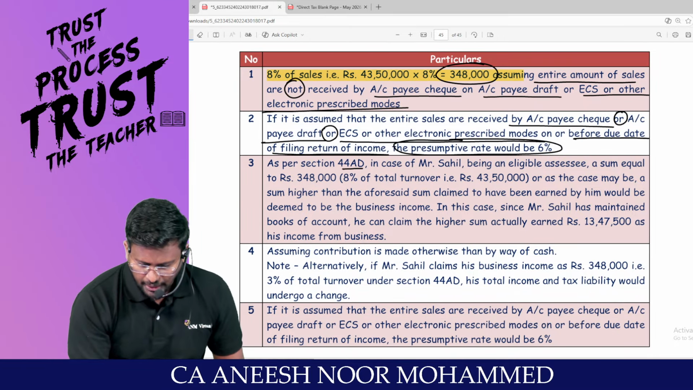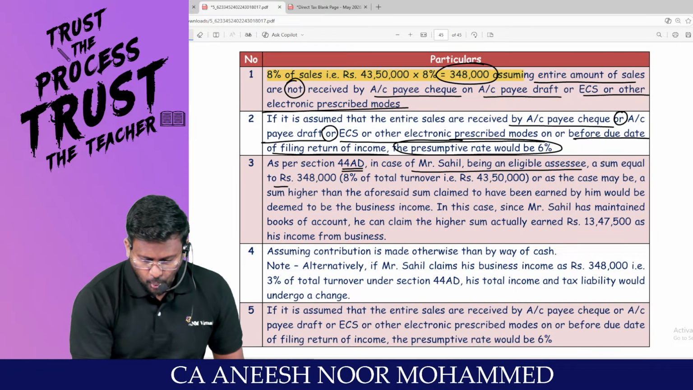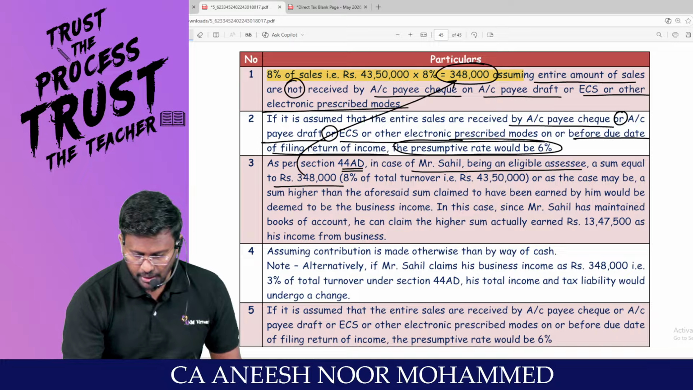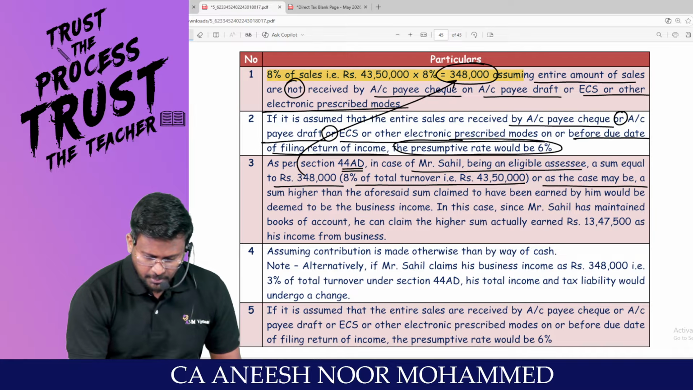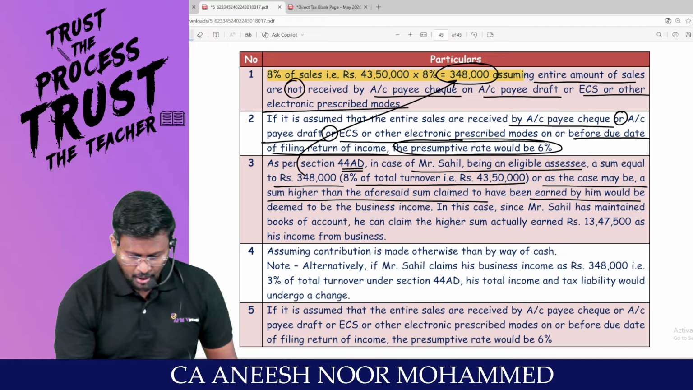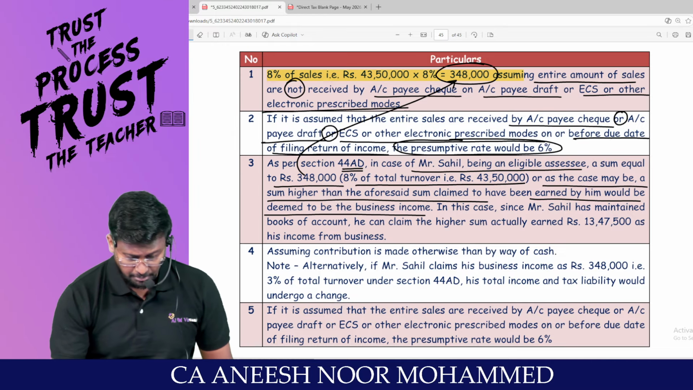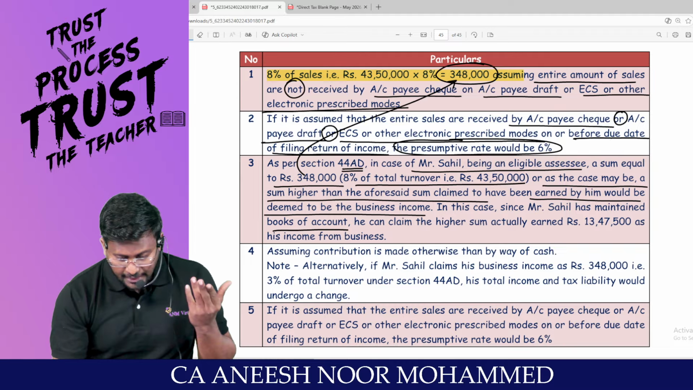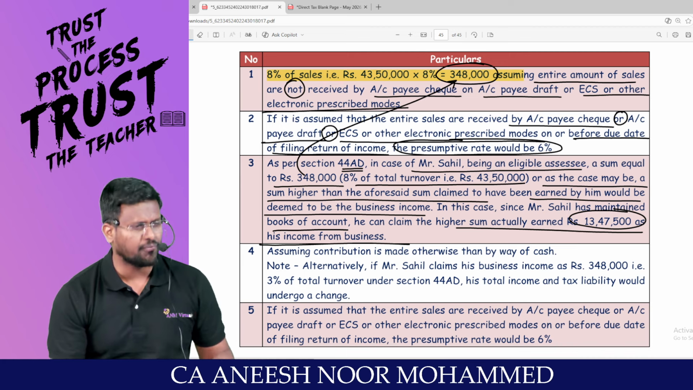As per 44AD, in case Mr. Sahil being an eligible assessee, the sum equal to how much? 3,48,000, which is 8% of the total turnover, or as the case may be, such higher sum as claimed to have been earned by him, would be deemed to be the business income. In this case, since Mr. Sahil has maintained books of accounts, he can claim the higher sum actually earned, 13,47,500, as his income from business.